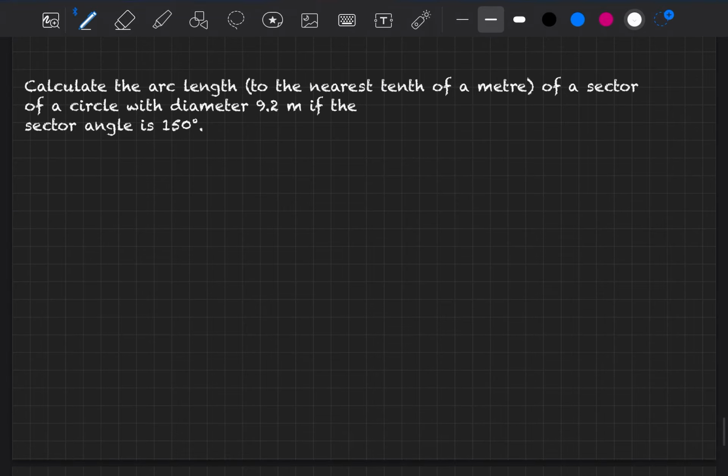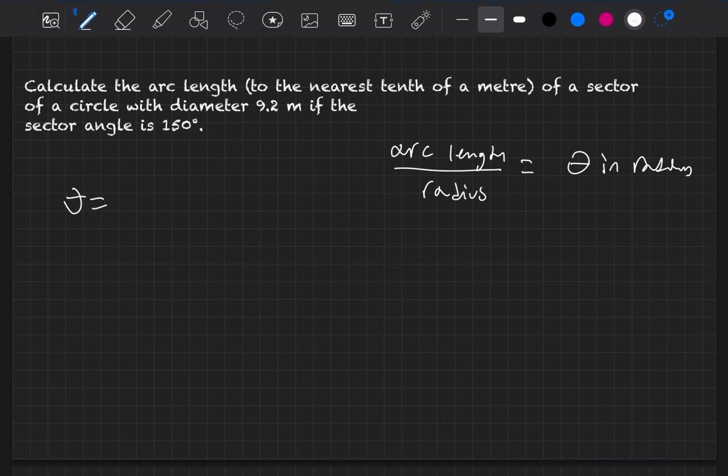And then this one would just be 1.57 times 180 over pi, which would be 89.95. Okay, last thing we're going to talk about is arc length calculations. So remember that arc length over the radius gives you the angle in radians. So in this one, theta is equal to a over r, and we know the diameter is 9.2, so the radius would be half of that, 4.6, and then we know the angle.